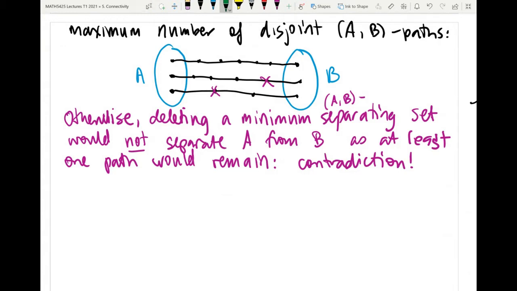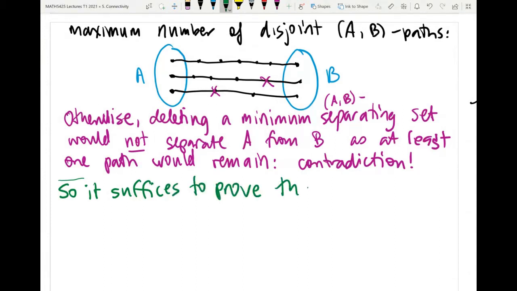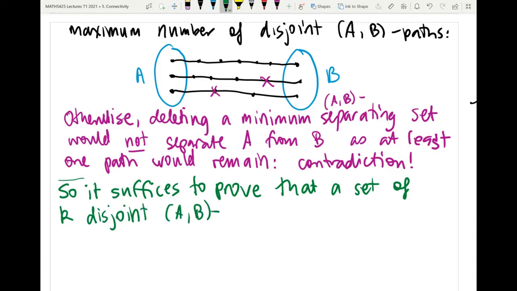Let's do the converse. What this means is, to get equality, we know that K is the maximum number of disjoint paths, so it's enough to cook up a set of K disjoint AB paths, and then we would be done. So let's write that down. This is now our mission. It suffices to prove that a set of exactly K disjoint AB paths exists.